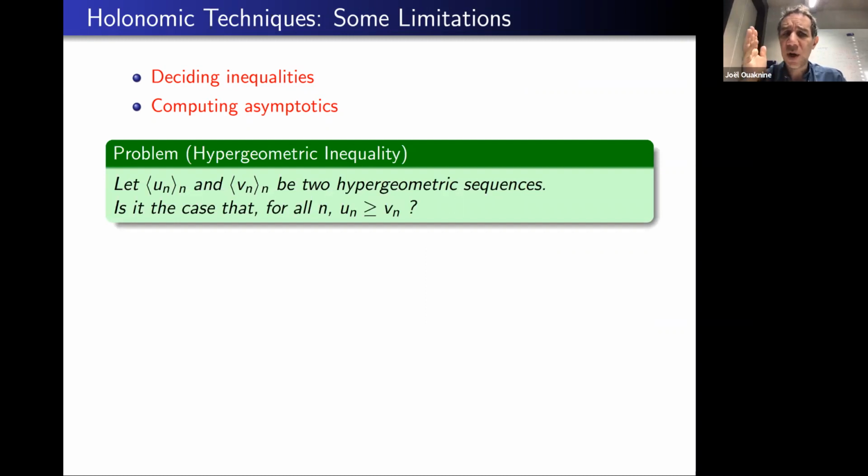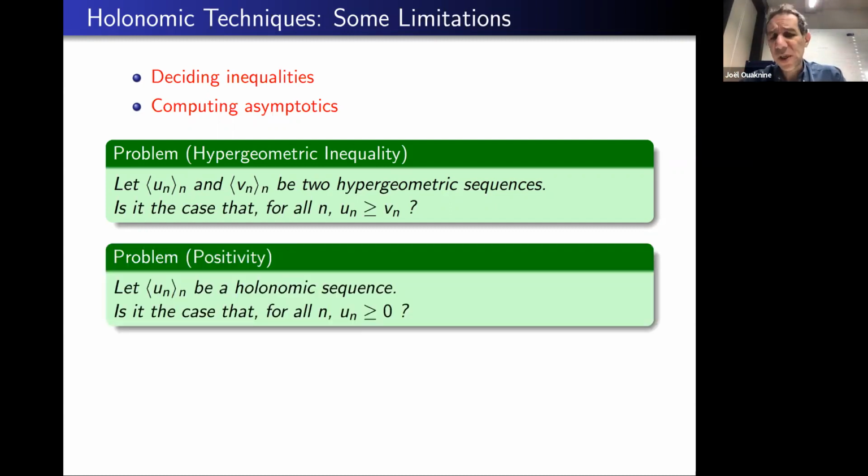The first one, which I call the hypergeometric inequality. Suppose you're given u_n and v_n that are 2 hypergeometric sequences, and you want to know, is it the case that u_n is always greater or equal to v_n, for all n? So maybe these things count combinatorial objects, and you want to say that I always have more of the first kind than of the second kind or something.